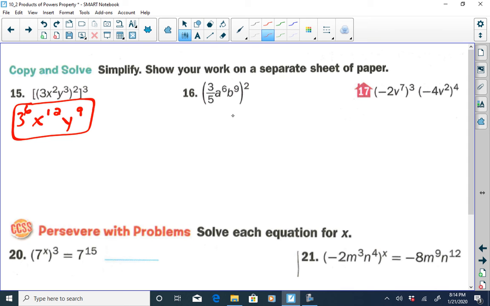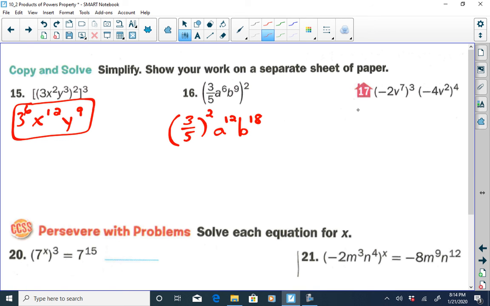All right, now let's see. This next example here, 3/5 has to be raised to the second power, so that's 3/5 squared. 8 to the 6 raised to the second power, it's going to be 8 to the 12th. B to the ninth raised to the second power, that's going to be b to the 18th. When we're raising a product to a power, each of those factors has to be raised to that power.